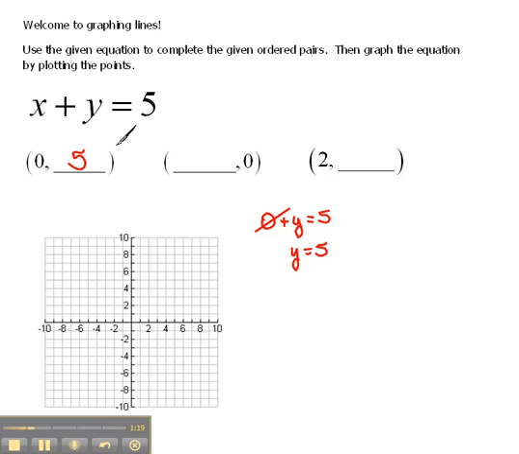Now I'm going to go ahead and plot that point since I have it. That says go nothing in the x direction, but go 5 in the y direction. So that would be that point right there.